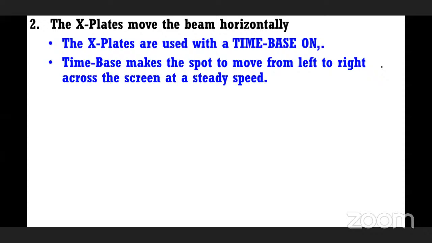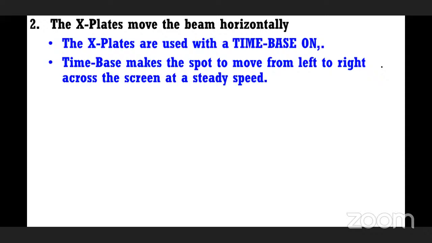So in an exam, you can be asked what will happen when you apply a positive voltage to the X input terminal or to the Y input terminal and so on. When we apply a positive voltage to the Y input terminal, it causes the electron beam to deflect upward due to the attraction forces. A negative voltage applied to the Y input terminal causes the electron beam to deflect vertically downward due to the repulsion forces between the negative electrons and the negative terminal.